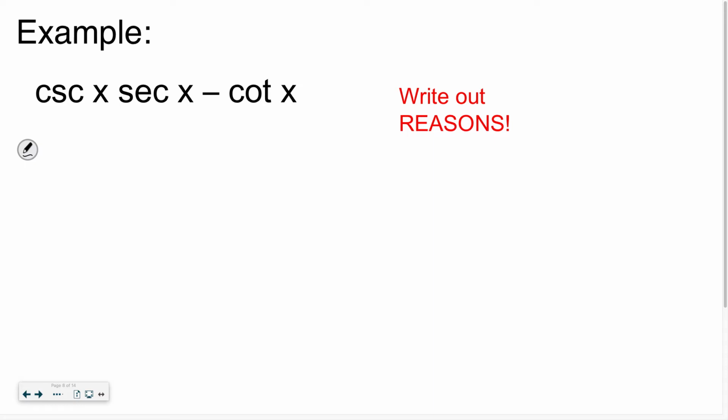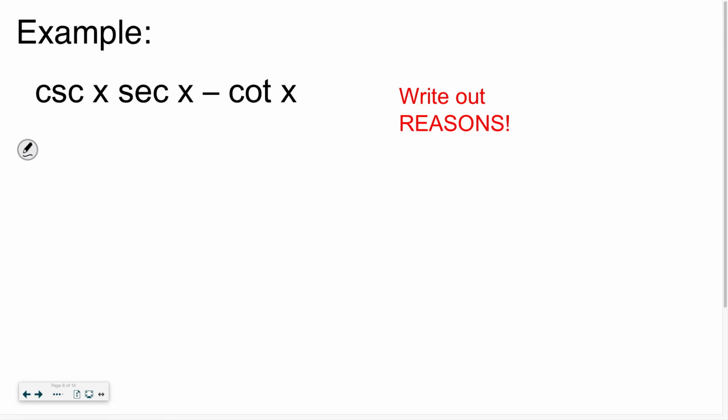My suggestion to you, and I want you to do this on your quiz on Friday, is write out your reasons. Every time you do something, say what you thought you were doing. Because it gets confusing for me. Sometimes people think they're doing a quotient identity or they think they're adding fractions and they're not. But by writing out those reasons, we can tell what we thought we were doing.